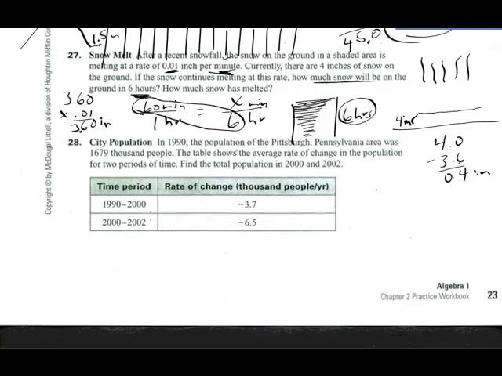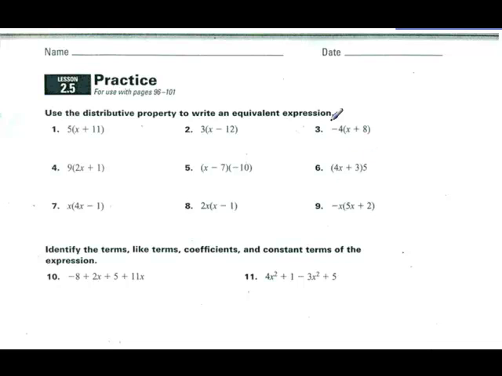Okay? Well, we're going to go ahead and do this one tomorrow, so let's go to the next page because we're at 9 minutes. Okay, distributive property, that's easy. You've done this over and over. 5 times x, 5 times 11, right? 3 times x, 3 times 12. Negative 4 times x, negative 4 times 8. Okay, so 9 times 2x, 9 times 1, what would that be? 18x plus 9.